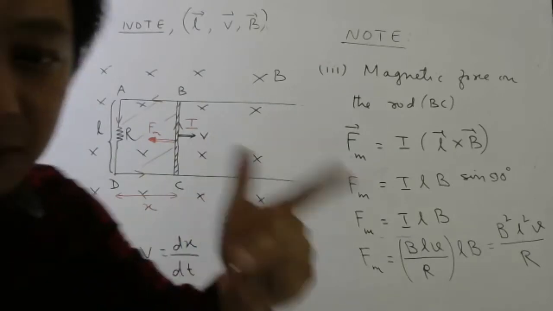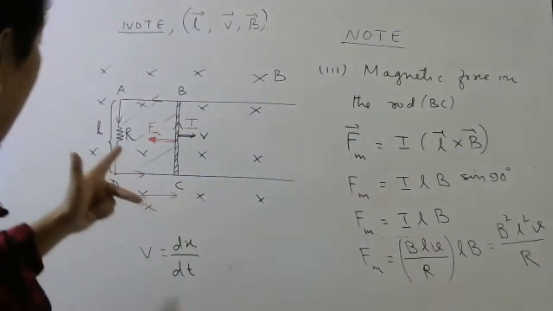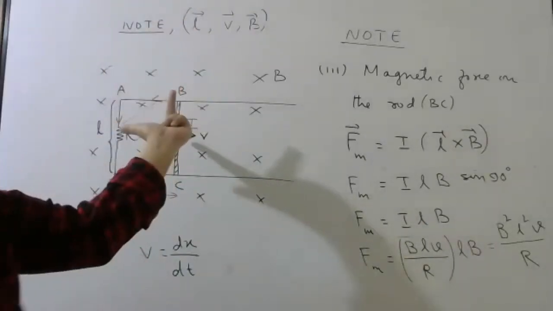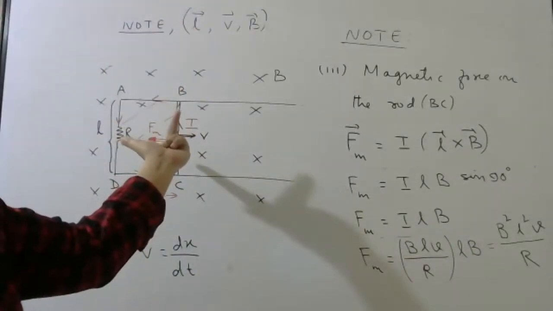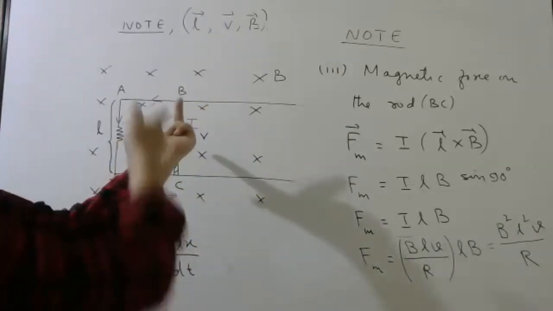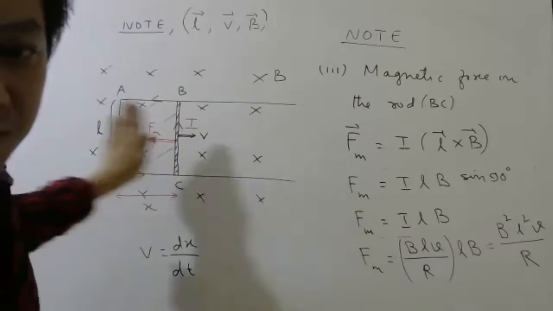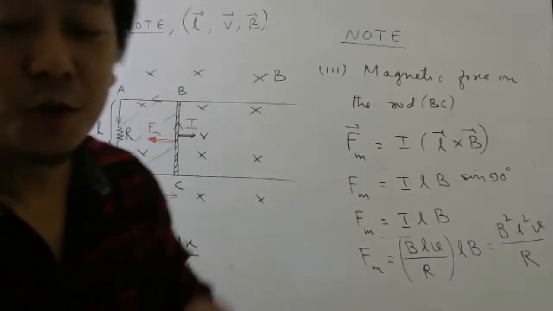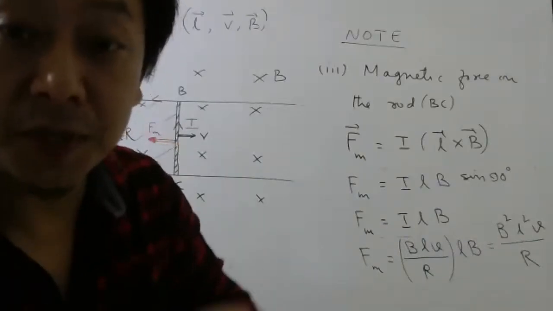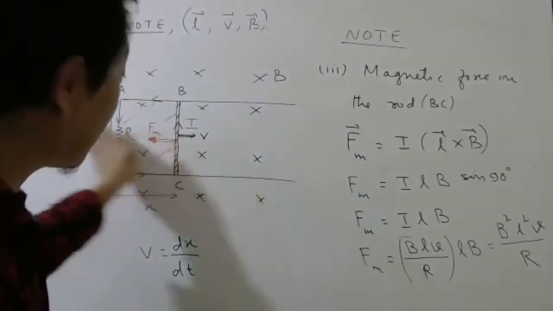And if you use Fleming's left hand rule, then also you will get magnetic field is inside, current is up, force will be left. Correct? Current is up, magnetic field is inside. That I cannot show you, sorry. Force will be left side. So magnetic force is left side. And without knowing this or left hand rule, you should 100% accept it should be left side only.